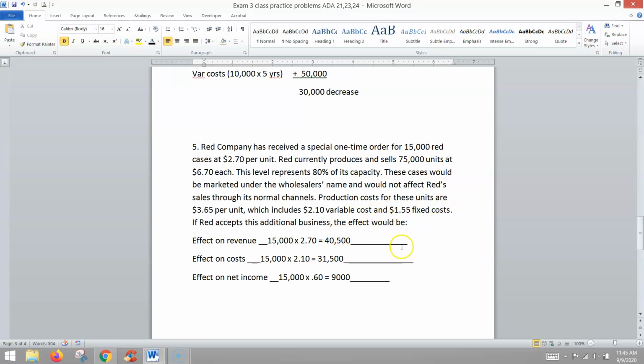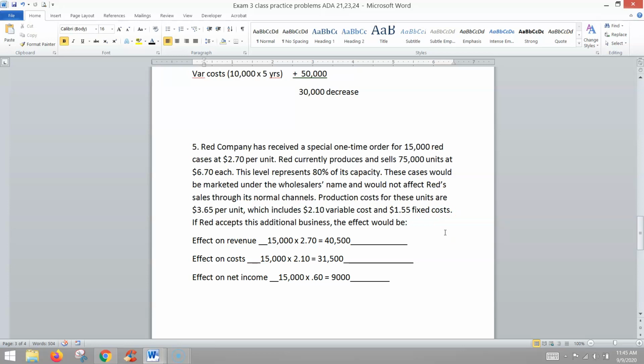By their cost behavior, we know we're going to incur additional variable costs, so we're going to take the 210 times the number of units. However, fixed costs are not going to fluctuate with different levels of production, so we are not going to incur additional fixed costs.